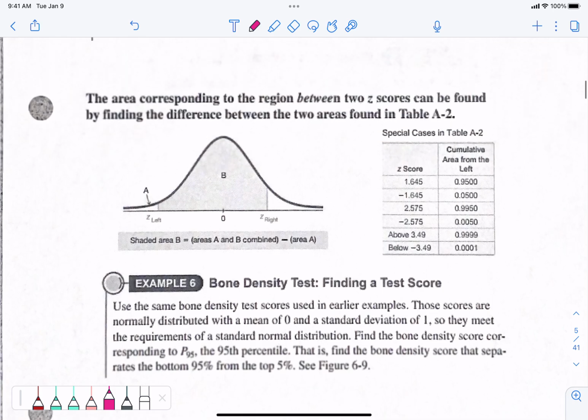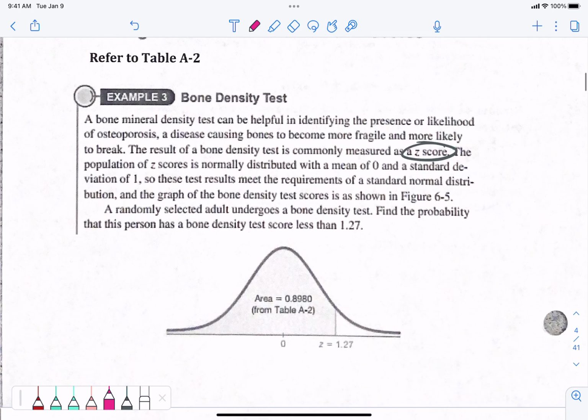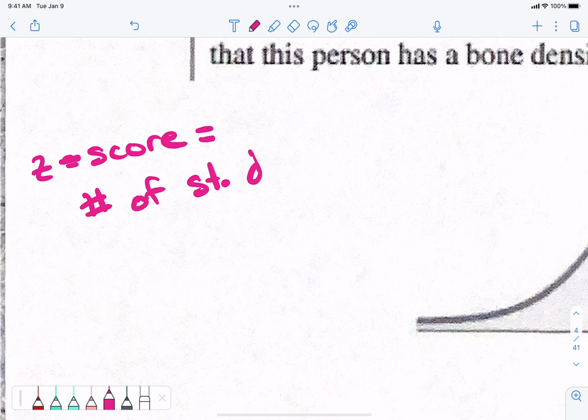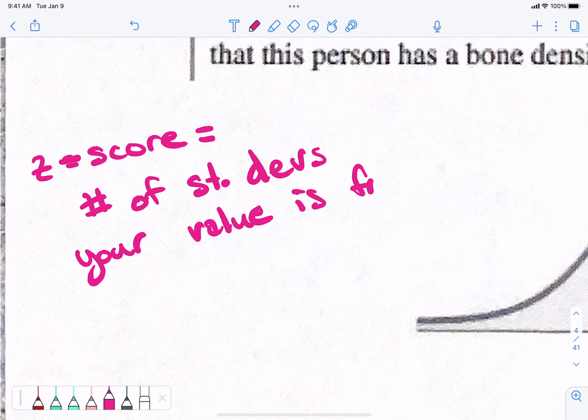The first thing that we need to talk about is finding a z-score. We found z-scores before. Everything has to be converted to a z-score, and your z-score equals the number of standard deviations your value is from the mean. So if you have a z-score of 2, you are 2 standard deviations above the mean. If you have a z-score of negative 1.7, you are 1.7 standard deviations below the mean.